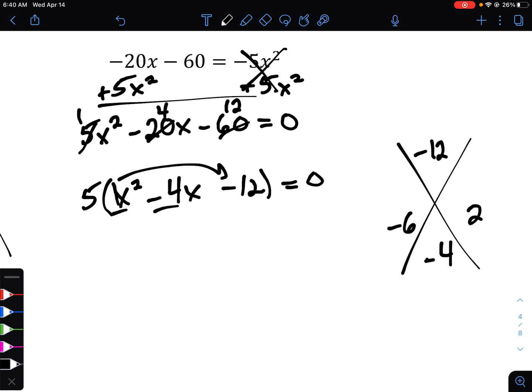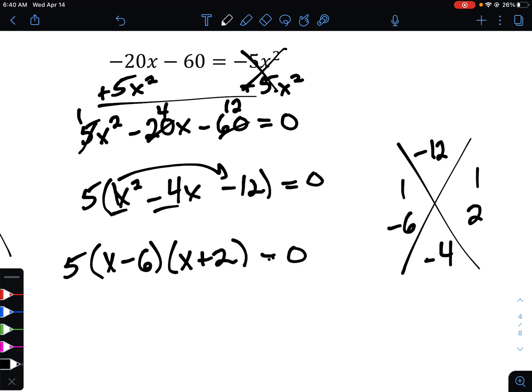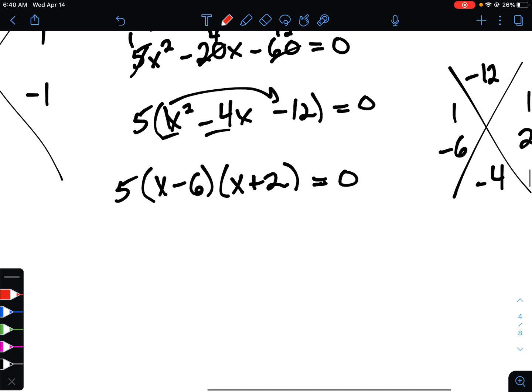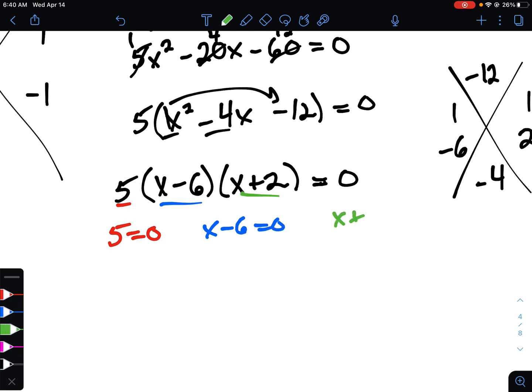Next, we'll go ahead and take that leading coefficient, which is a 1, and put it above each of those two numbers. Now, since it's a 1, obviously you're not going to be able to simplify, so your two factors are going to be 1x minus 6 and 1x plus 2. All of that is still equal to 0. So now we'll go through and set each of our factors equal to 0, starting with 5 equals 0, then x minus 6 is equal to 0, and then finally x plus 2 is equal to 0.